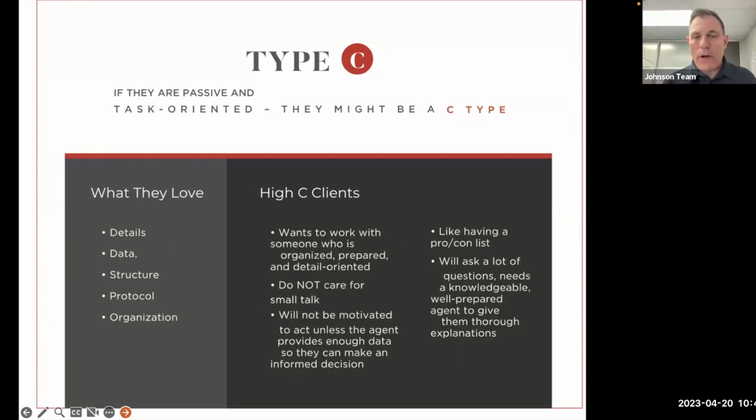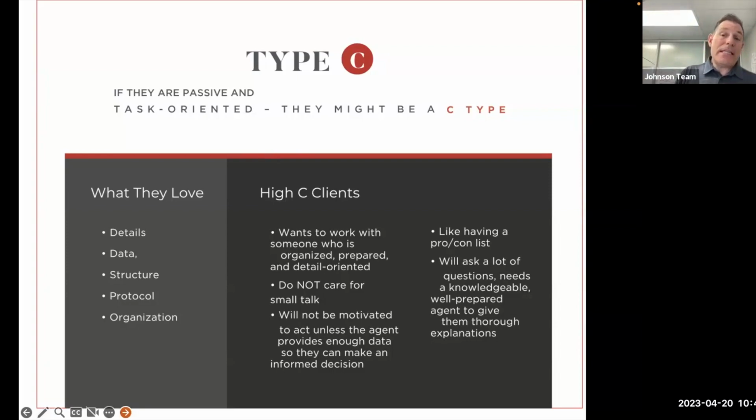C personality types are the analyticals. Again, they're easy to deal with, because if you give them the data, that moves them forward. They like details, data, structure, protocol, organization. They want to work with somebody that's very organized, prepared, and detailed. If you're a high I and you're running to the appointment with papers flying everywhere, you're going to turn off a C personality type, because they're going to think you're going to miss something. They don't want small talk. They just want to get into the nitty gritty, and they will not be motivated to act unless the agent provides them with enough data.